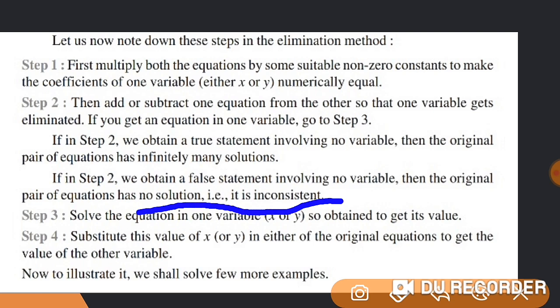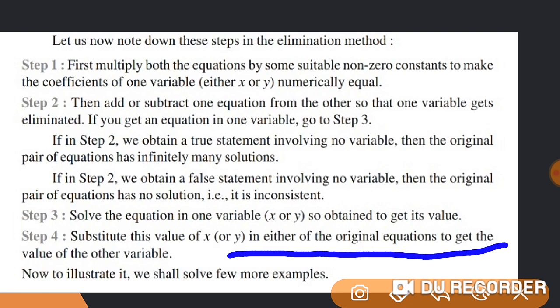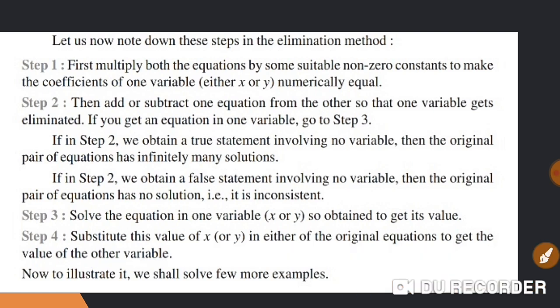Now let us see what we have to do in step 3. Solve the equation in one variable, x or y, so obtained to get its value, means from here we have to find out the value of the remaining variable, that is either x or y. Substitute the value of x or y, whatever you found in step 3, in either of the original equations to get the value of the other variable, means you have to replace the value of x or y in either equation to get the value of the second variable.